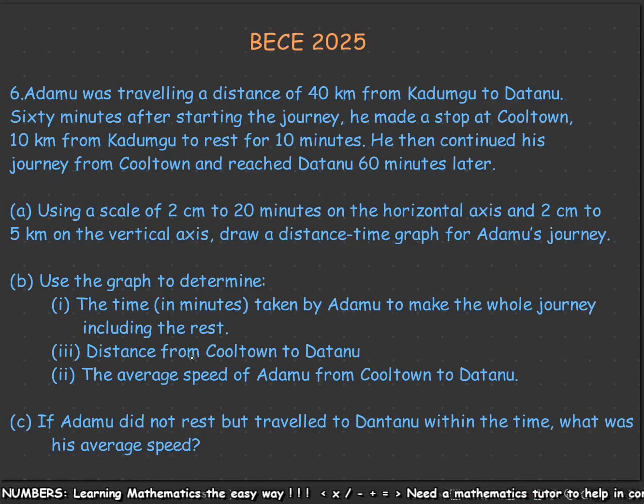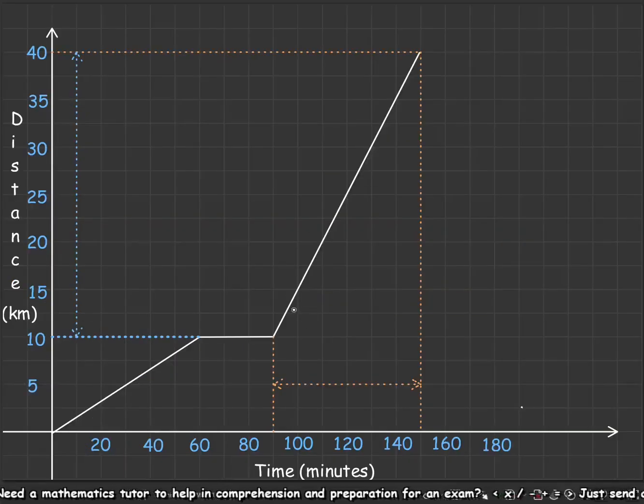The next question says we should find the distance from Kutown to Datanu. How do we go about that? Now, if you look at the graph over here, you see I've added more lines to it just to give us clarity of what we want. This was where he got to Kutown. So this was where he had to rest for this particular number of minutes. And then he just went straight away to Datanu.